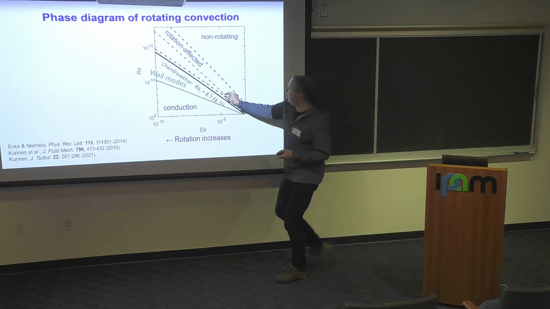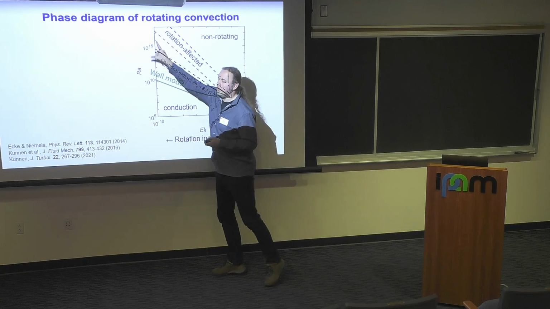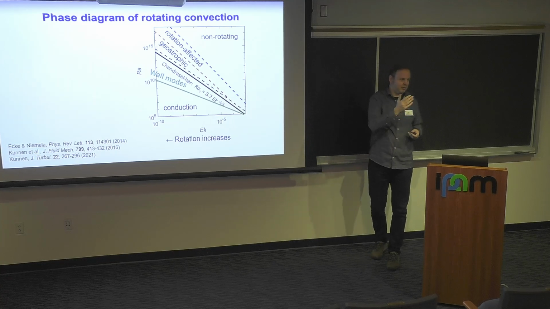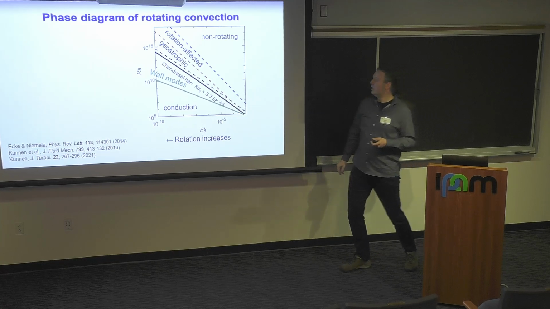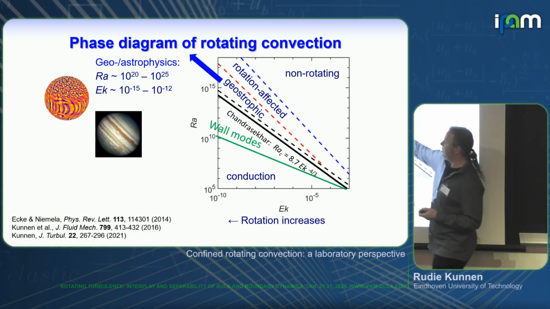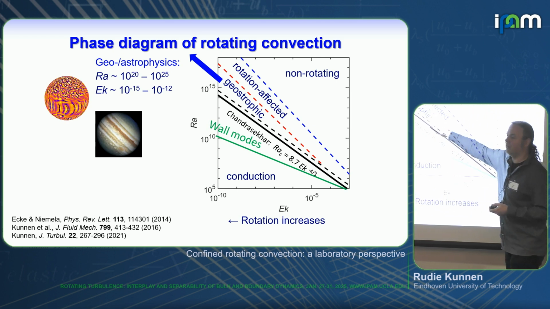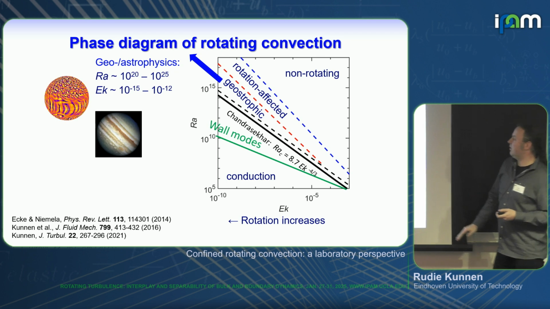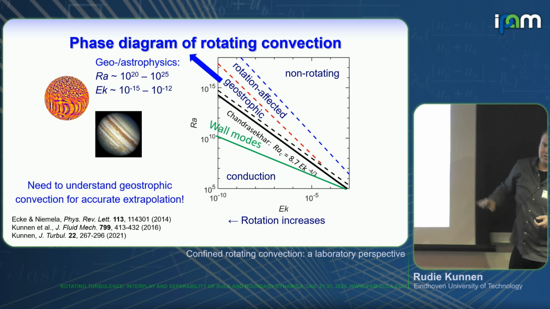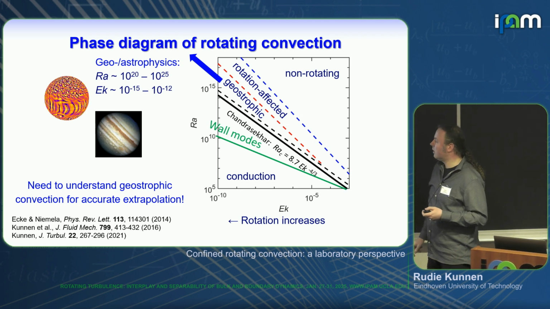But then in between, there is this slice of the pie that becomes bigger and bigger as we move to the left. And this is the so-called geostrophic regime, already mentioned. And if we extrapolate everything, then we believe that most of these big geophysical and astrophysical systems fall into this regime. So this is the one that we need to explore, and this is the one that we want to understand to make reasonable outward extrapolations.